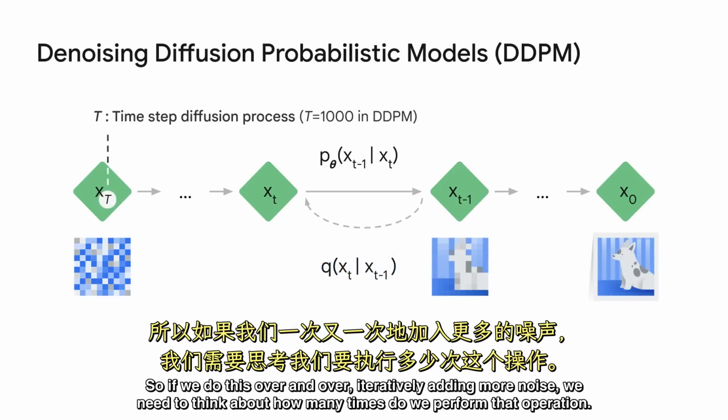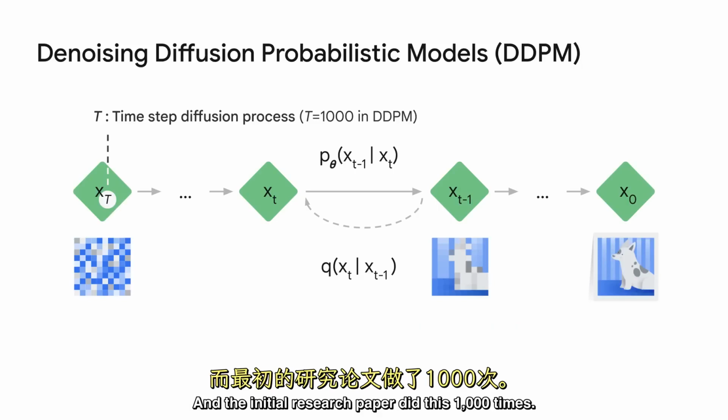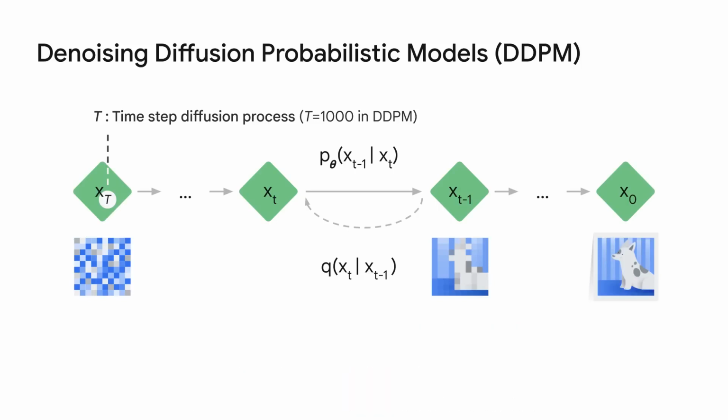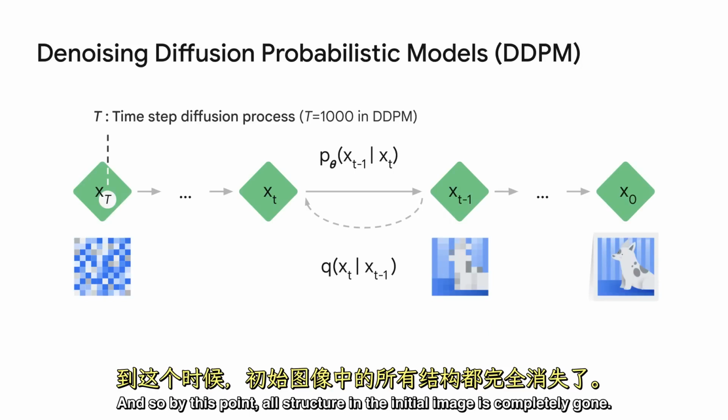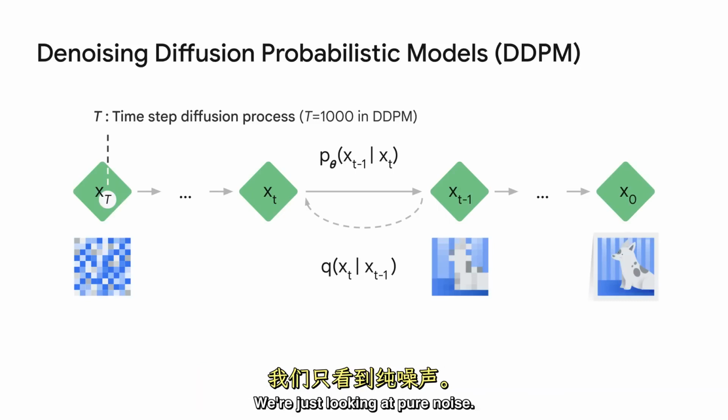So if we do this over and over, iteratively adding more noise, we need to think about how many times do we perform that operation. And the initial research paper did this 1,000 times. So ideally, with that number being high enough, 1,000, by the end of it, we should reach a state of pure noise. And so by this point, all structure in the initial image is completely gone. We're just looking at pure noise.